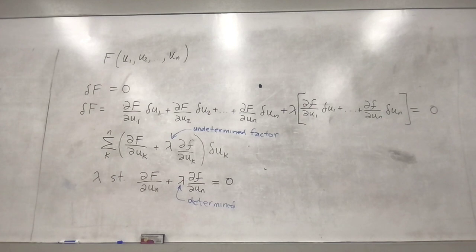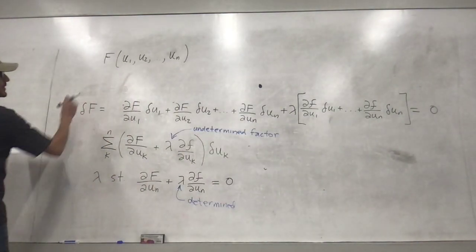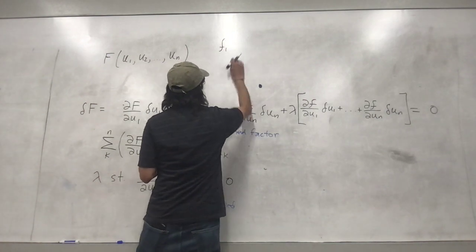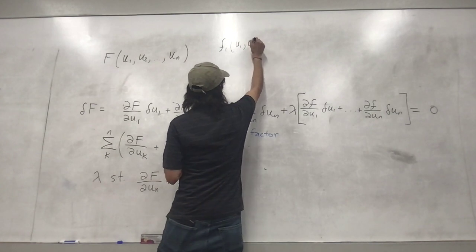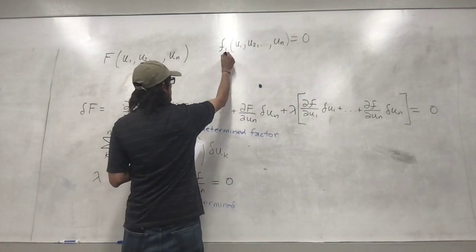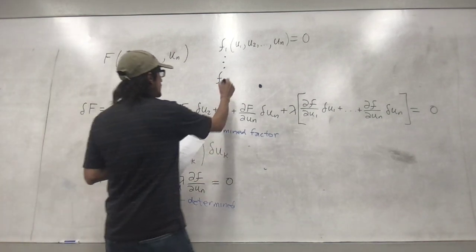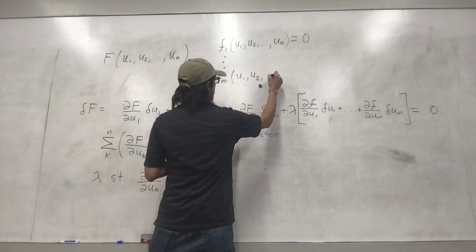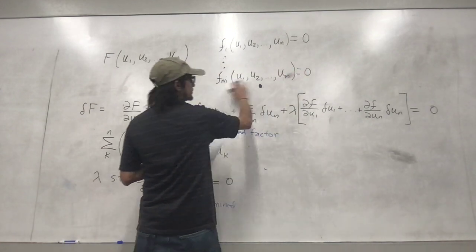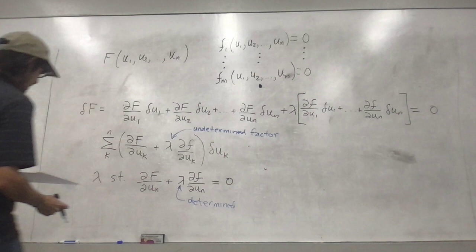So now imagine that instead of one constraint, we have a bunch of them. So we're going to have f1, which is a function of u1, u2, un, equals 0. We say that we have m of these constraints. And they're holonomic constraints, so we can always write them in this form.